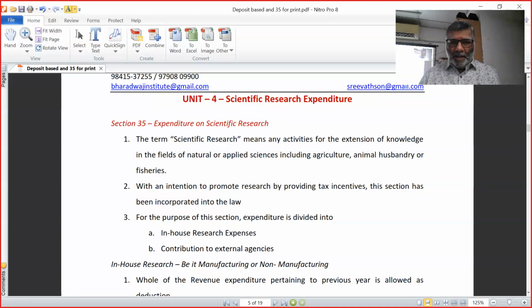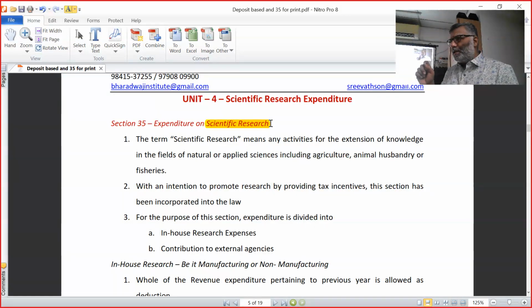Right. The first is promotion of scientific research. The first section here is promotion of scientific research expenditure. What is this? Advancement of knowledge in the field of natural or applied science, etc. If you spend on research, you are going to get this deduction.